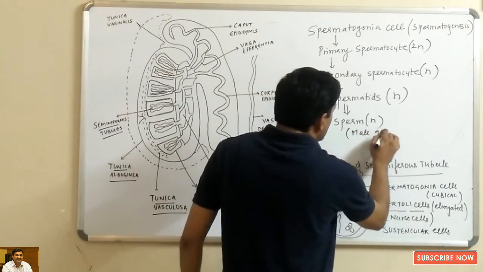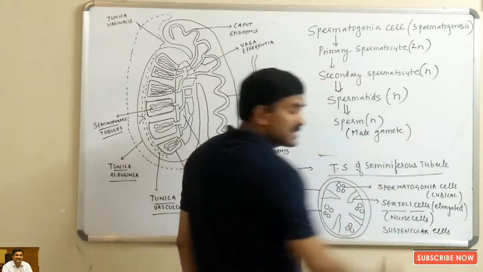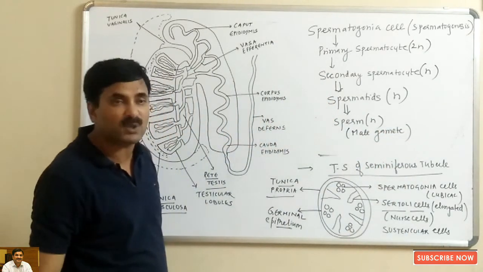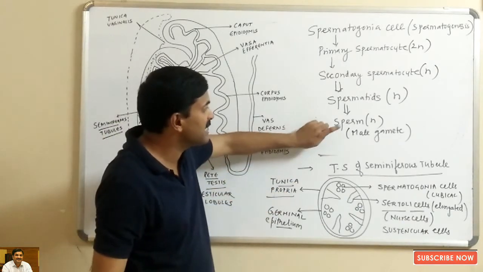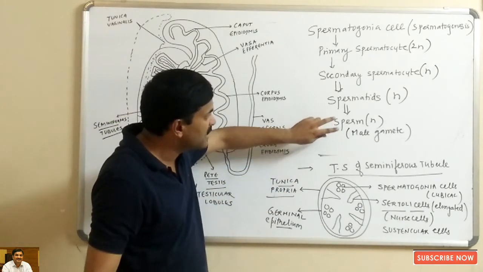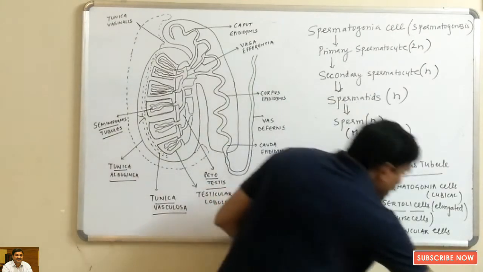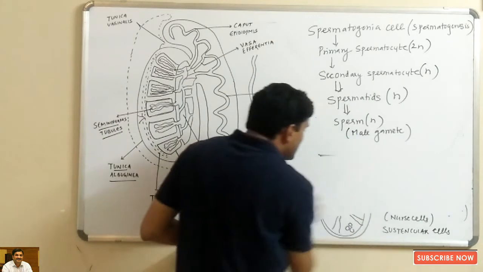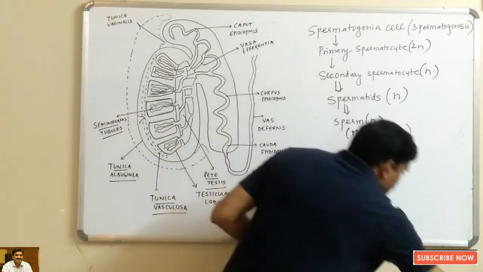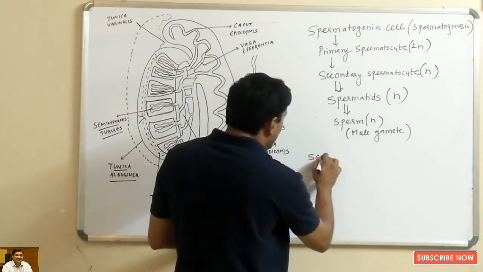which are also called the male gametes. So what we started today, we said that the testes is the primary sex organ and it is important for the synthesis of sperm. So here we can say that the sperms have been produced. Now the question arises, what is the role of the other cell?